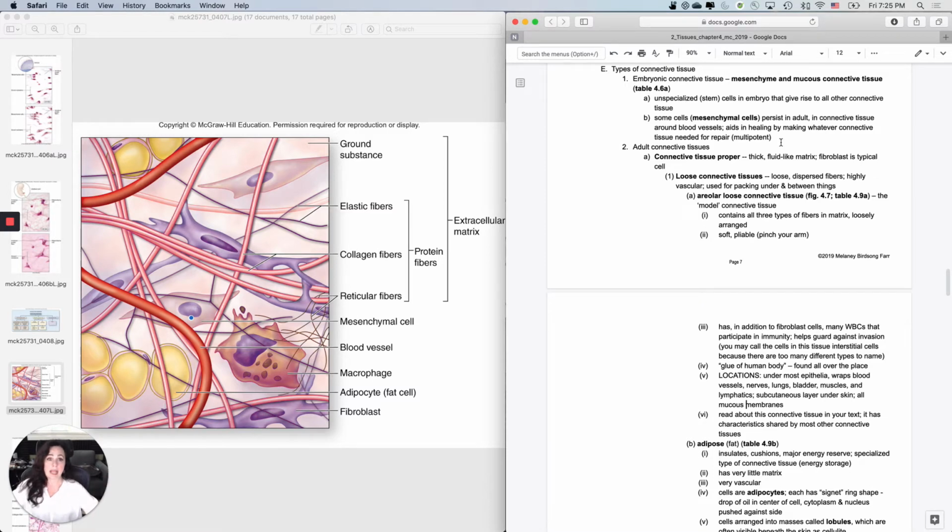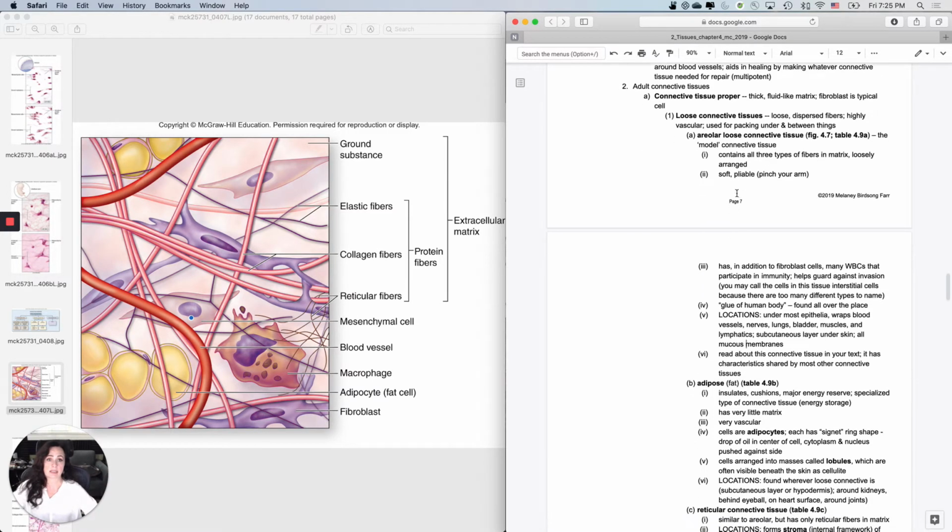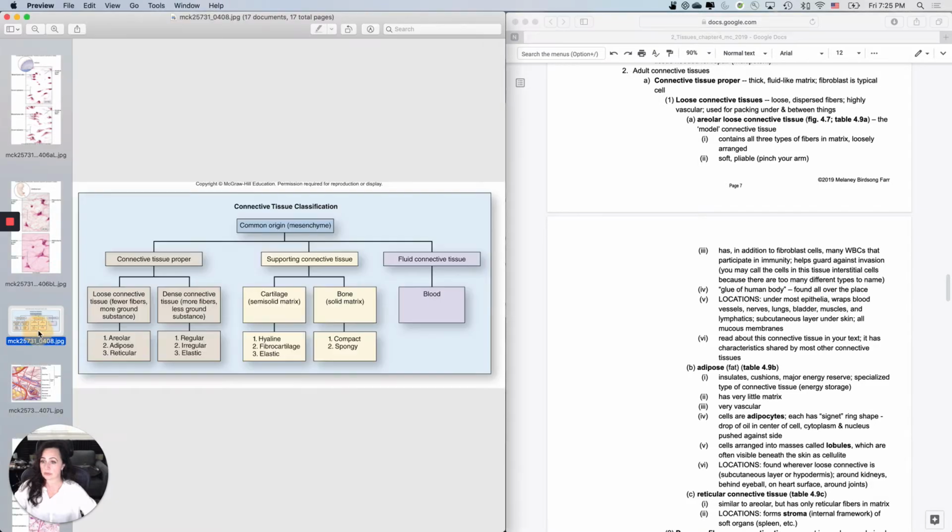Okay, so now we're going to get into the categories of connective tissues. Starting right here, the connective tissue proper, the supporting connective tissue, and the fluid connective tissue. Let's just talk about these generally. Fluid connective tissue, pretty much the one you're going to learn is blood. Blood is a fluid connective tissue. It doesn't seem like it would be a connective tissue, but it's derived from mesenchyme, so it is.